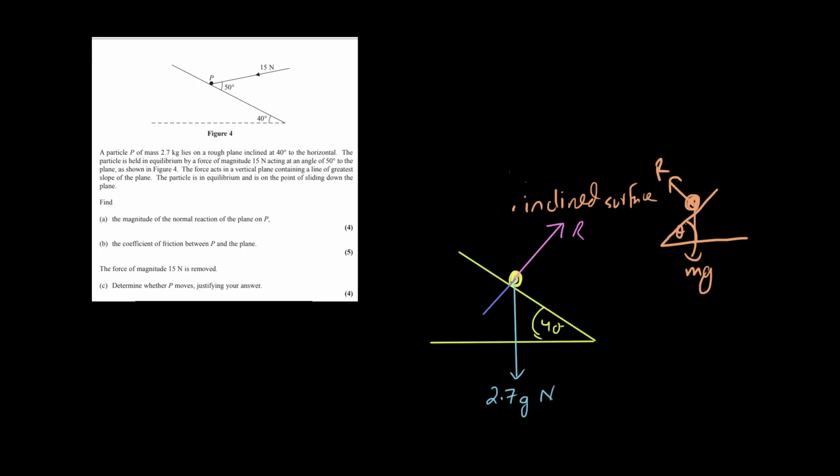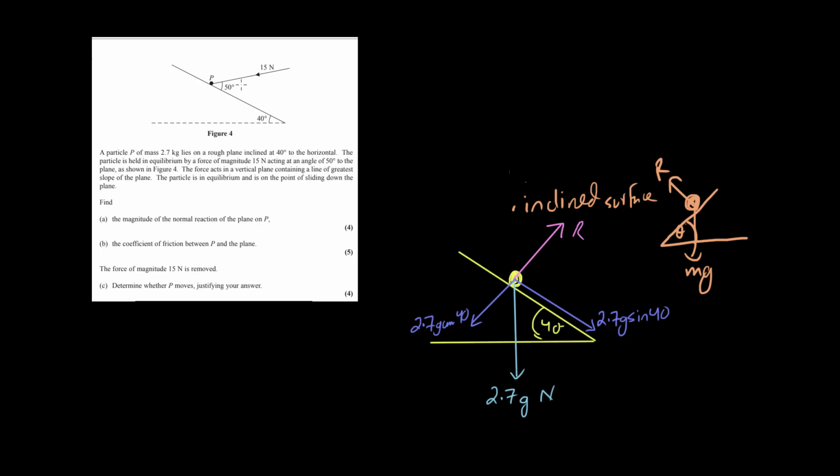So this is normal to the plane. So this is going to be mg. Let me write mg as 2.7 g. So this is going to be 2.7 g cos 40. Now this is going to be along the plane. So this is 2.7 g sine 40. Okay, done.